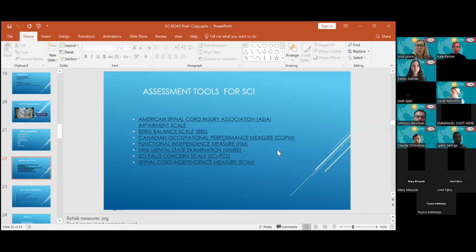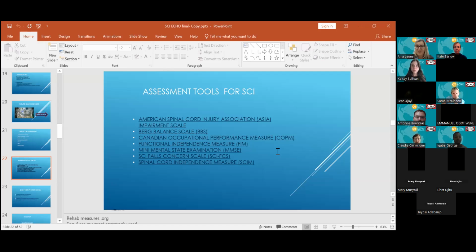Here I just included several different assessment tools that, by the way, are included on the last slide. There are some resources that you can fall back on, and these are from rehabmeasures.org. A lot of these assessments, if not most of them, are free and reprintable, so that it's easy to use in any practice area that you may find yourself.